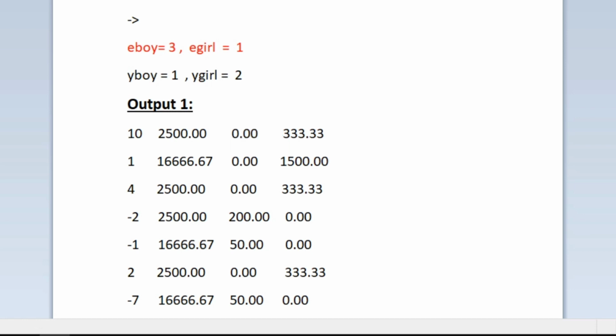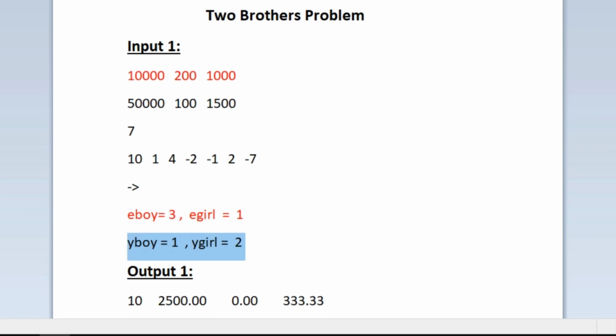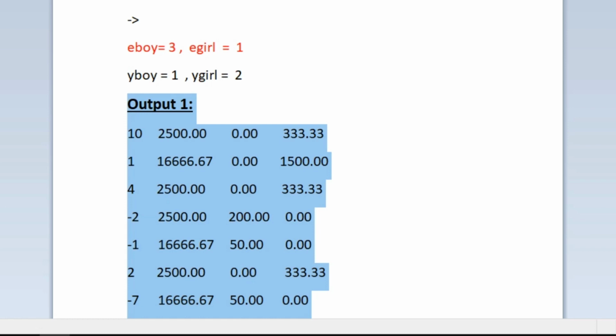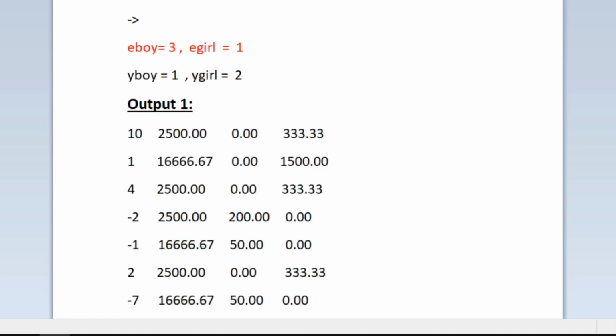So the boy gets 2500, and since he is a boy he doesn't get a gold share, so 0.0, and the land is divided among 3 boys, so 1000 by 3 is 333.33. This is for the first child, and the second child is 1. So 1 is positive and odd, which means that he belongs to the younger brother. So the total property belonging to the younger brother must be shared. Now let us see how to write a C program for this.